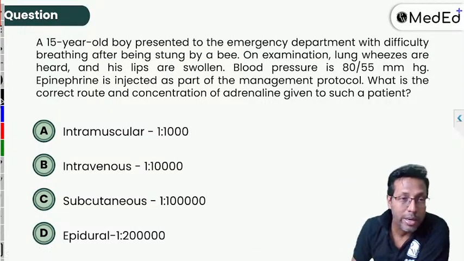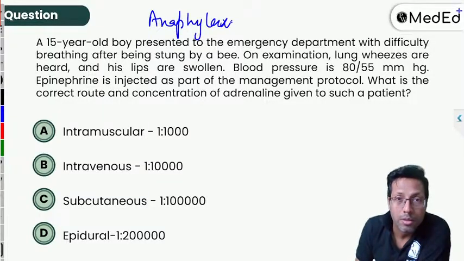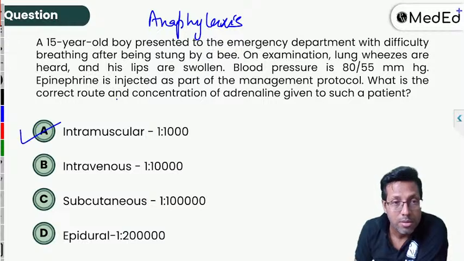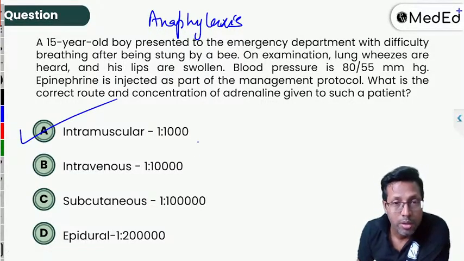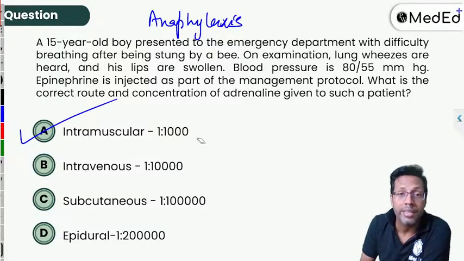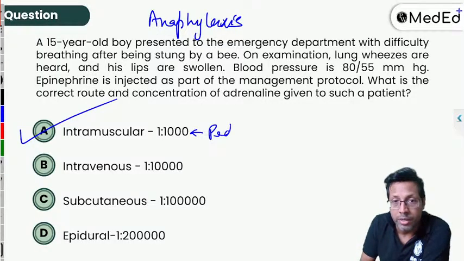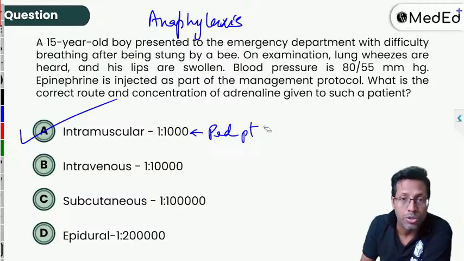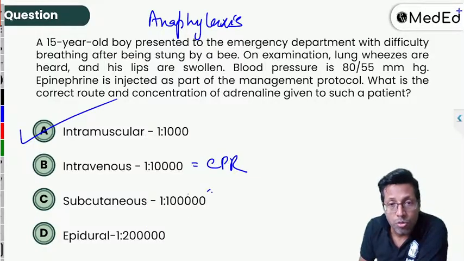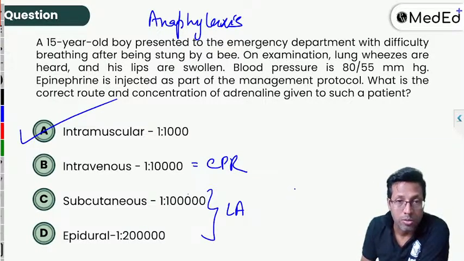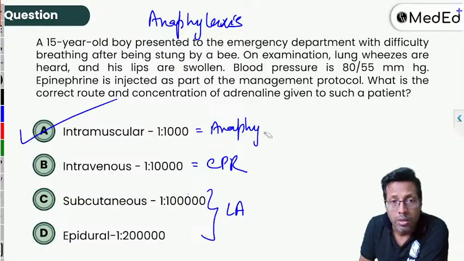All right, anaphylaxis, absolutely correct. We are discussing anaphylaxis, right? Anaphylaxis: intramuscular 1:1000. This was again a question in last year's INI-CET where they had asked about a pediatric patient. Intravenous, guys, remember, is given during CPR. And 1:2 lakh or 1:1 lakh is used for local anesthesia. So always when there is anaphylaxis, this is the concentration you are supposed to use.